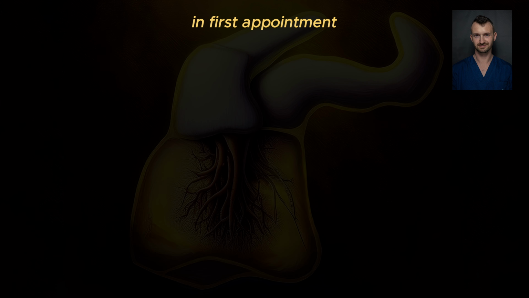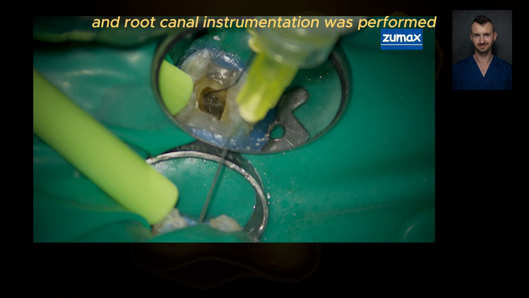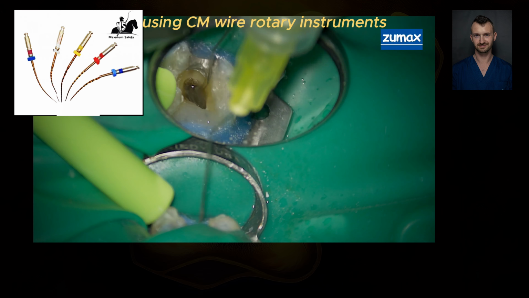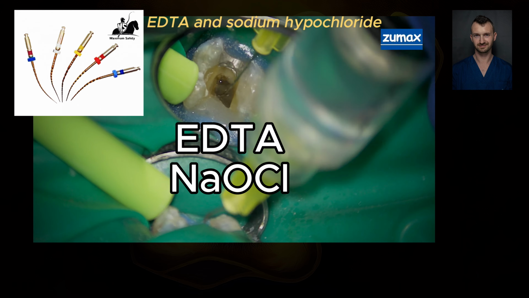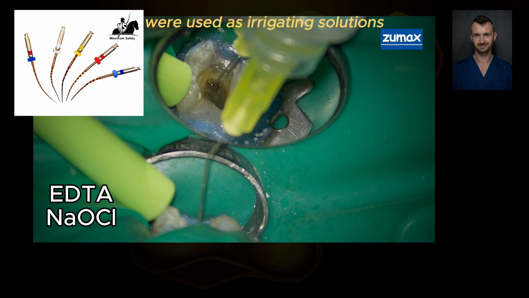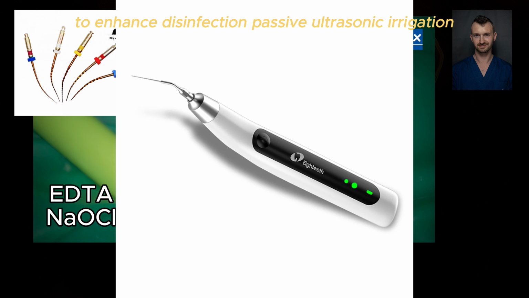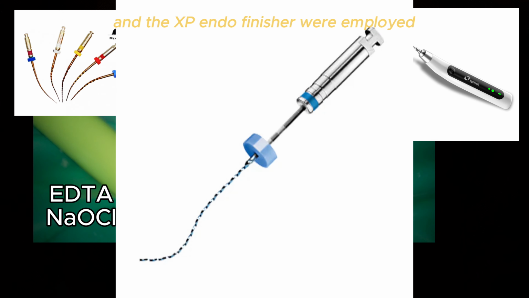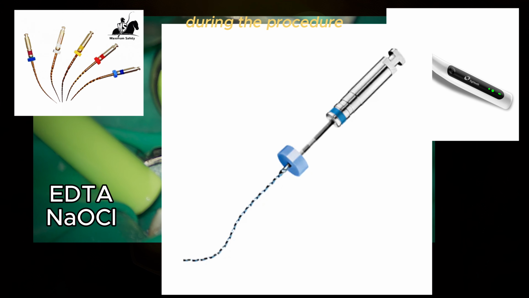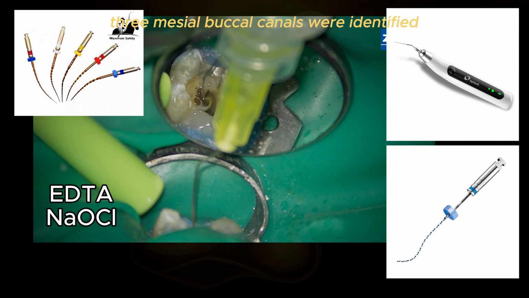In the first appointment, a conservative access cavity was prepared and root canal instrumentation was performed using CM-wire rotary instruments. EDTA and sodium hypochlorite were used as irrigating solutions. To enhance disinfection, passive ultrasonic irrigation and the XP-endo Finisher were employed. During the procedure, 3 mesiobuccal canals were identified.